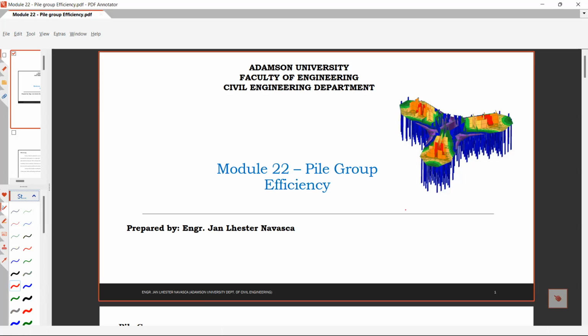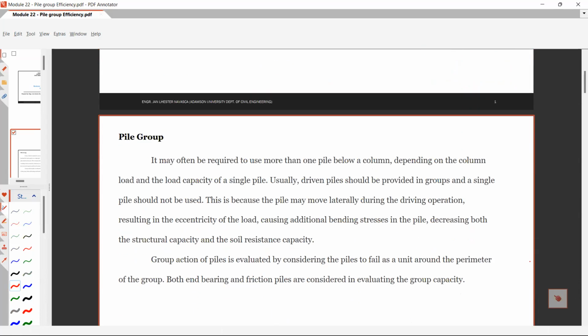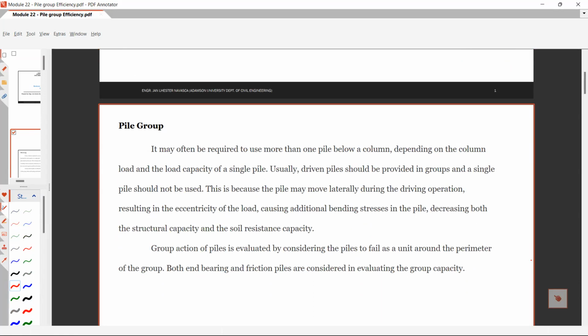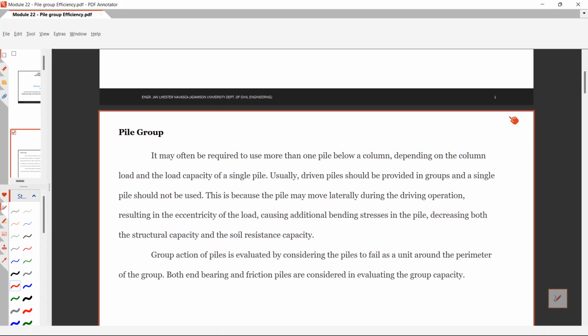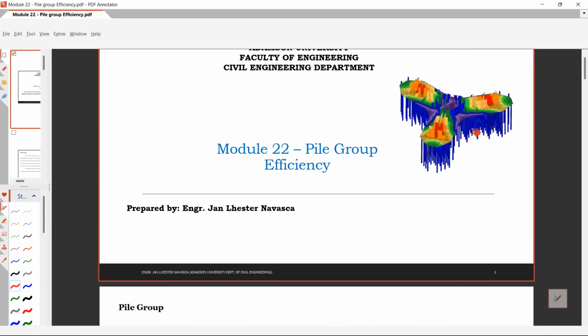Okay, so for the pile group, it may often be required to use more than one pile below a column, depending on the column load and the load capacity of a single pile. So as you can see in actual piles, okay. So just like this one, in this figure.